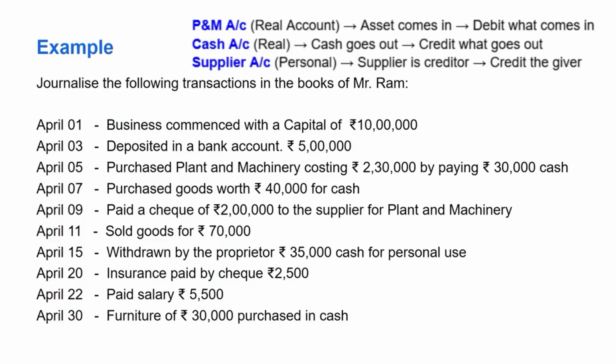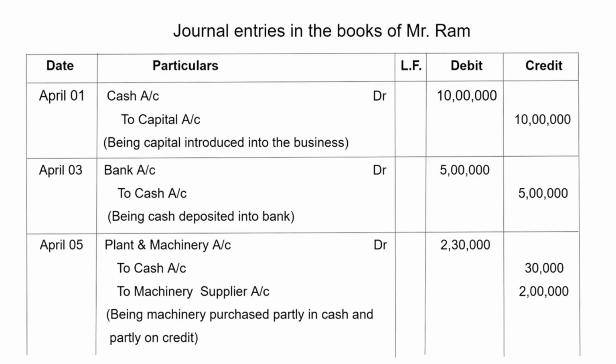So the transaction is April 5th, plant and machinery, debit account, 2,30,000. It is the whole amount. And next we paid cash. To cash, only 30,000. And the rest will be paying on credit basis to machinery supplier account, that is 2 lakh. And the narration is being machinery purchased partly in cash and partly on credit. That is 2 lakh we have to pay to the supplier.